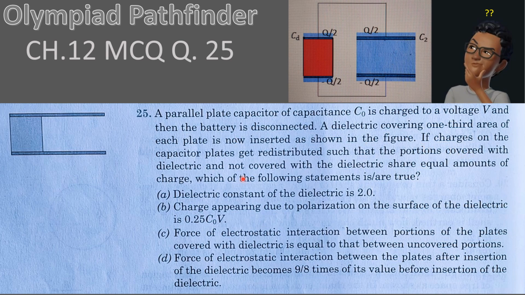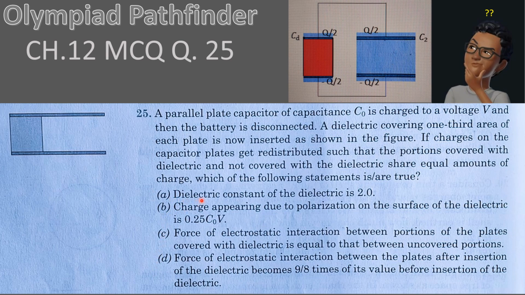If charges on the capacitor get redistributed such that the portions covered with dielectric and not covered with the dielectric share equal amounts of charge. So this one that is covered with the dielectric and this one without dielectric share the same, equal amount of charge. Which of the following statements are true? There are four options. So we should solve it and see which options are correct.